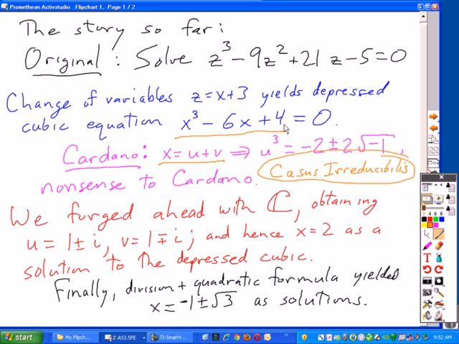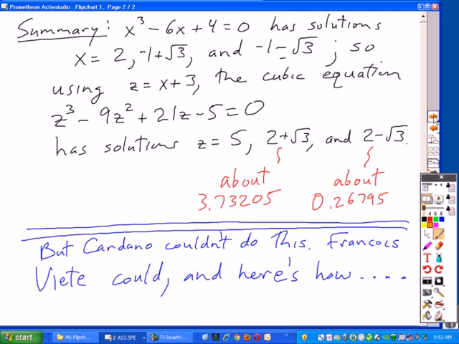Now, once you've got a value of x, we have a recipe: add 3 to it, and you wind up getting a value for z in the original equation. So to summarize, we have this depressed cubic that has three solutions. Using the change of variables equation, we're able to then turn those three solutions into three roots for the original cubic polynomial equation. And 5, okay, you know where that is on the x-axis. I've gone ahead and put in decimal approximations for 2 plus the square root of 3.